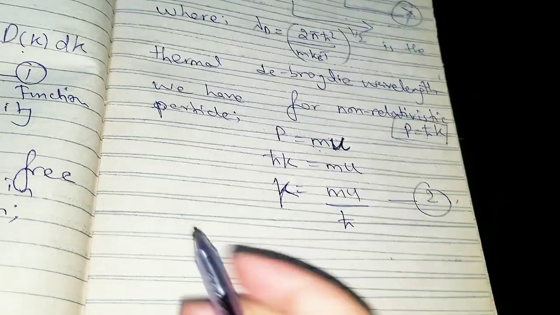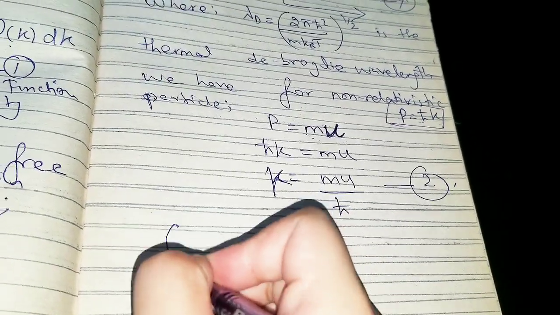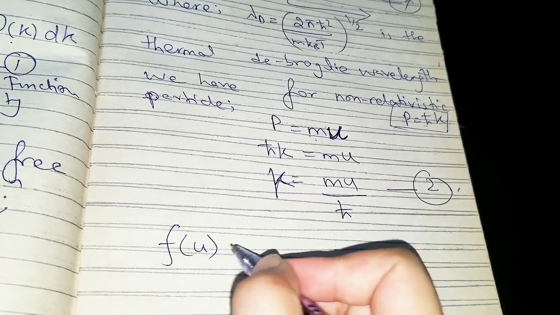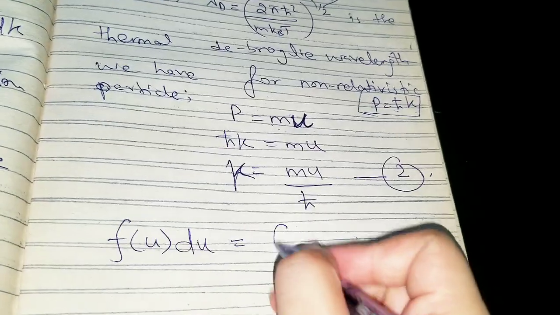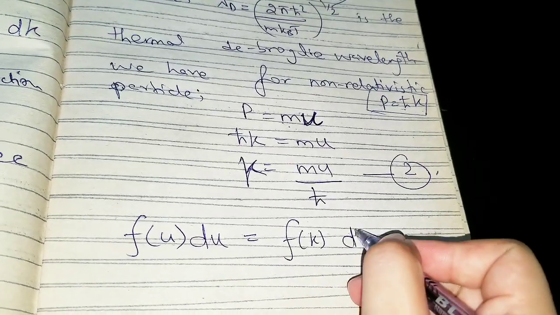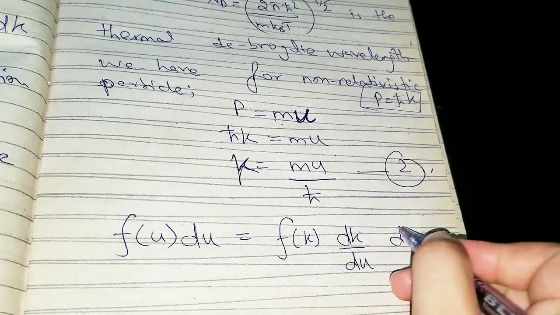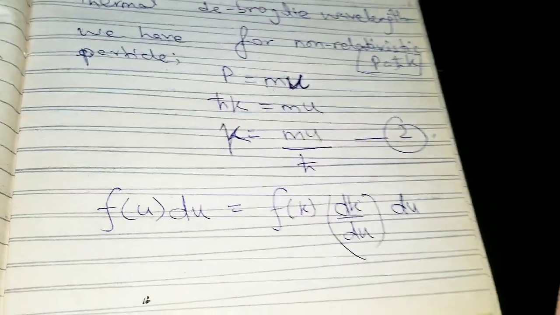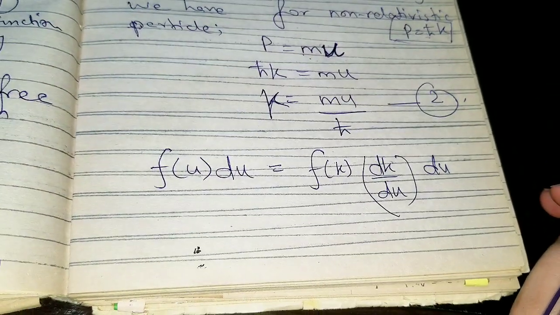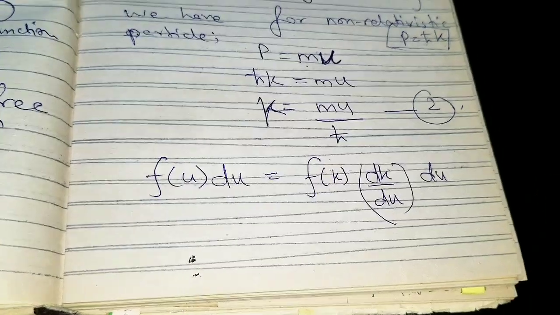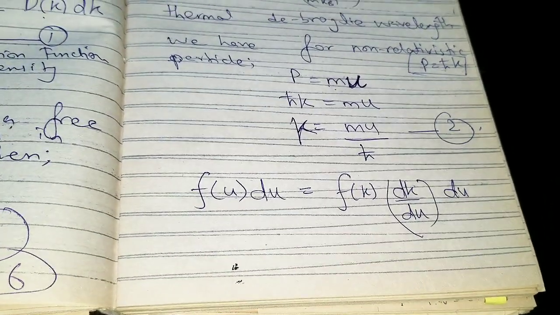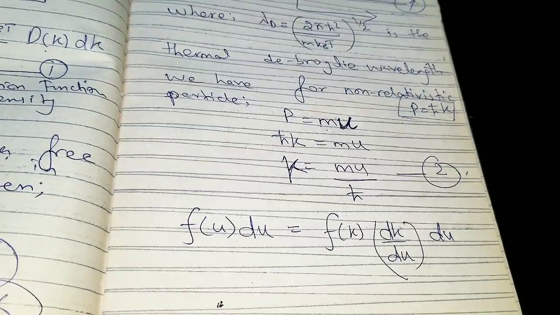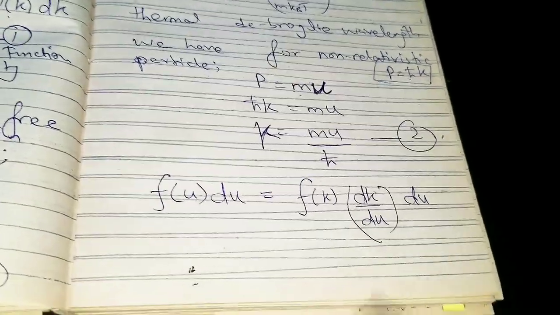We want to convert it into u space, so f of u du would be simply equal to f of k dk by du du. You have to multiply this differential in order to make that transformation from k space to u space. This is always done when you are converting from a certain space to another space.